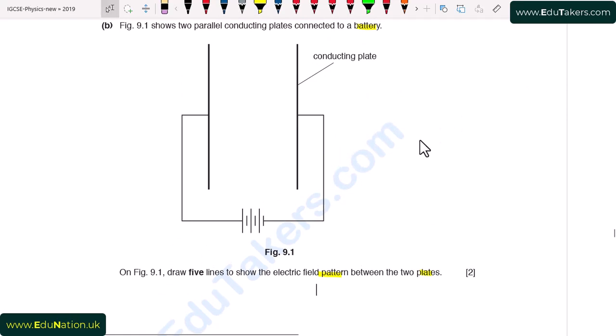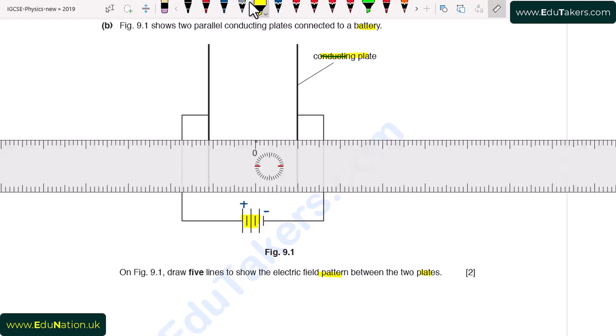So here we can see in figure 9.1 that it's a battery. One terminal is at high potential while the other is at low potential. So it is positive and it is negative. And these are also two conducting plates that are attached with the battery. And we have to draw the direction of electric field there. We know that the electric field originates from the positive side and ends at the negative side. So I am going to draw these lines.